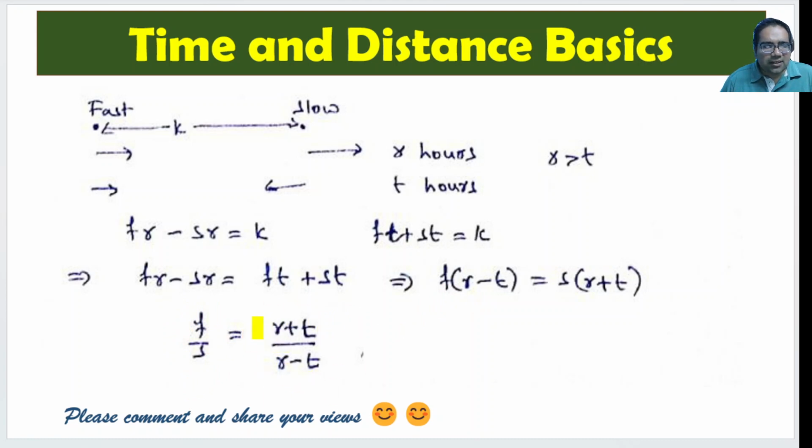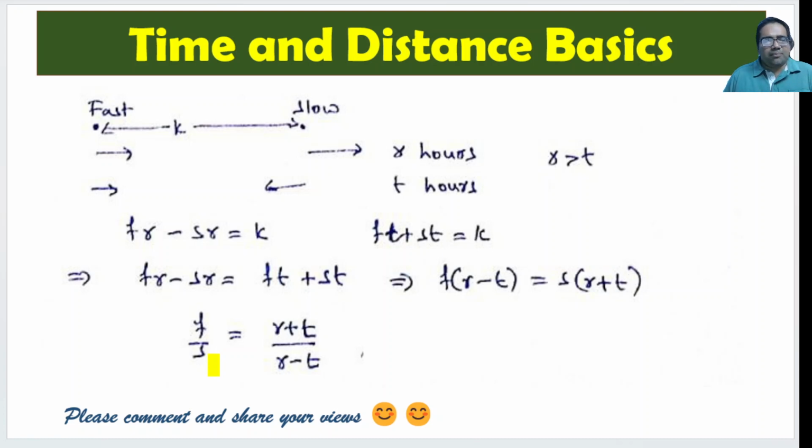Obviously, this number is greater than 1. r plus t is always higher than r minus t because both r and t are positive, and r is greater than t because r takes longer time. The guy has to overtake, so he has to cover a longer distance. So r plus t by r minus t is the ratio of their speeds.